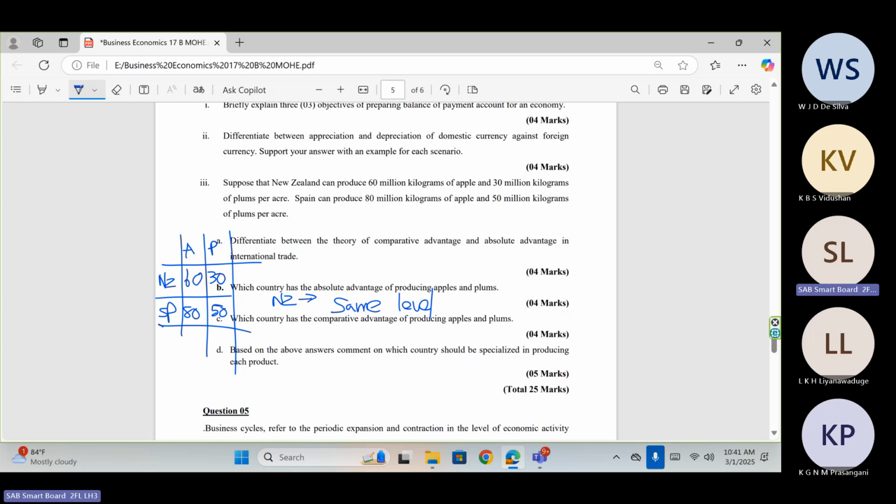Then which country has the comparative advantage of producing apple and plums?